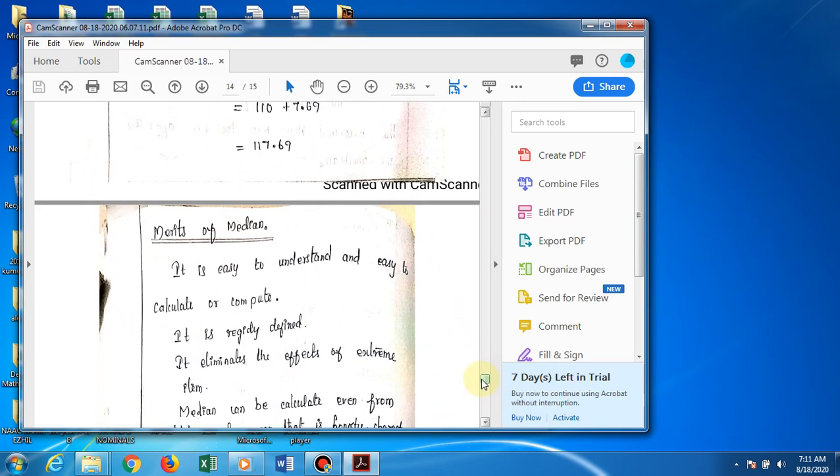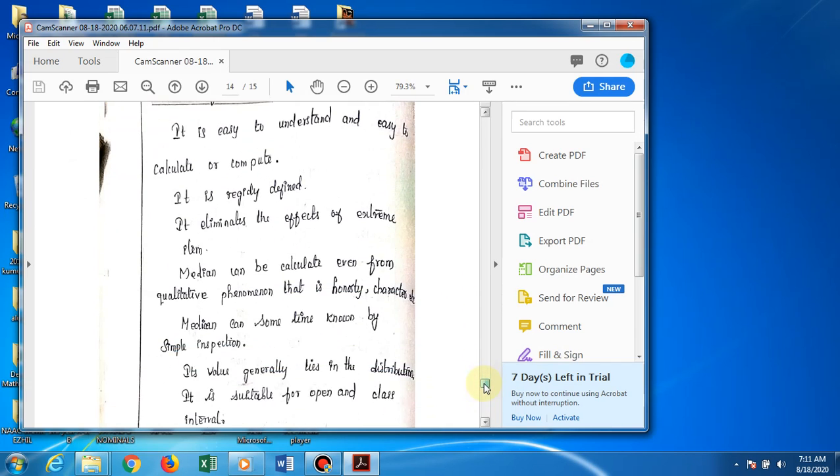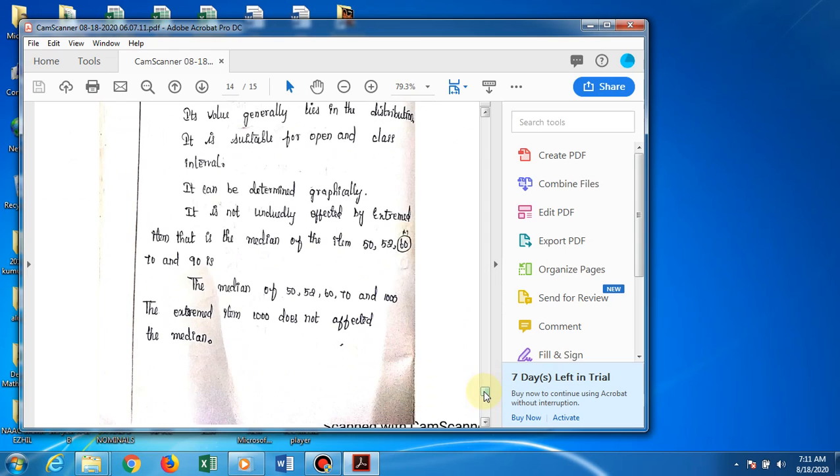When you see the merits and demerits of median, just read that, one glance is enough.